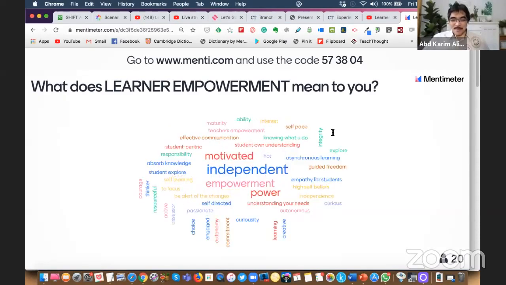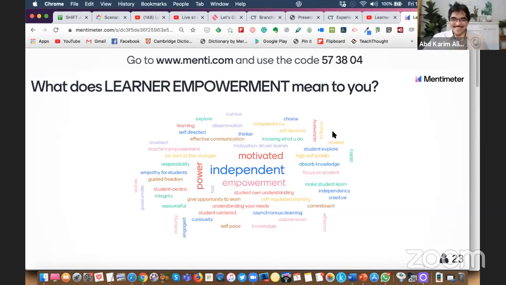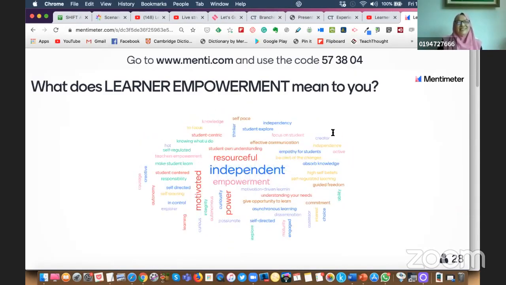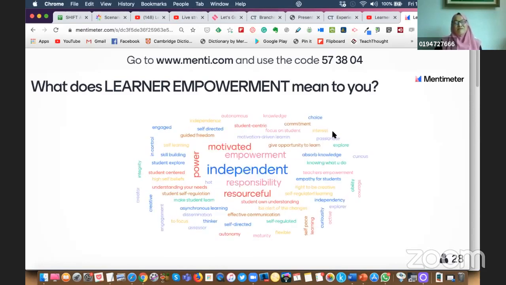But we also have the word empowerment there. Perhaps it's very difficult to translate because it's clearly understood. Empowerment is empowerment.